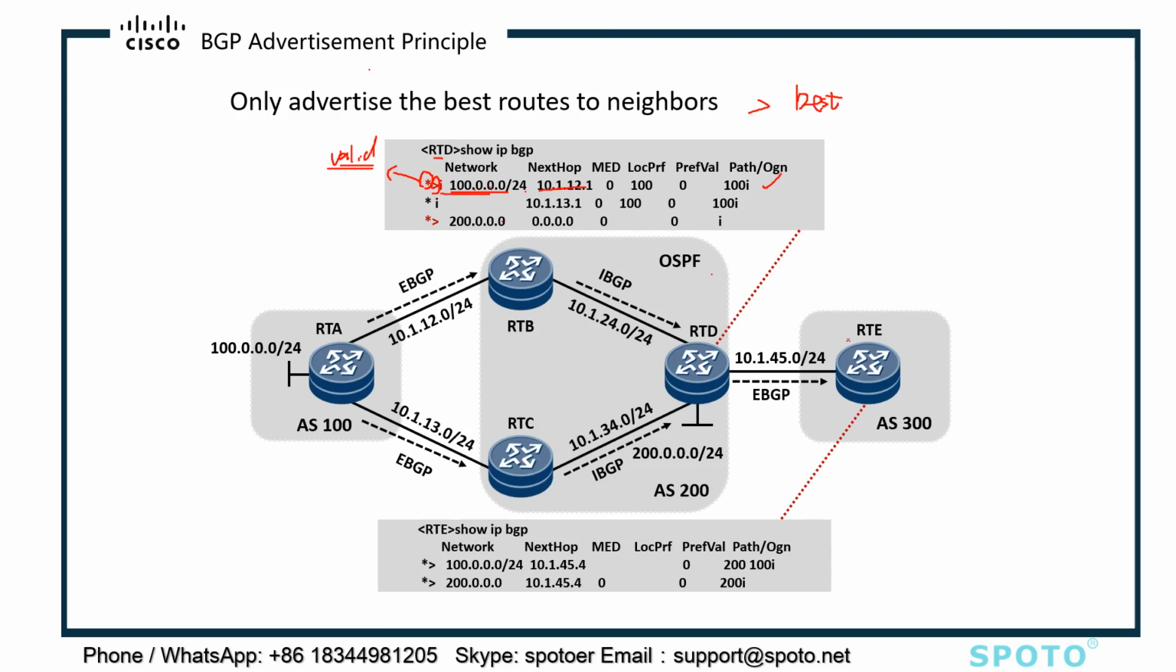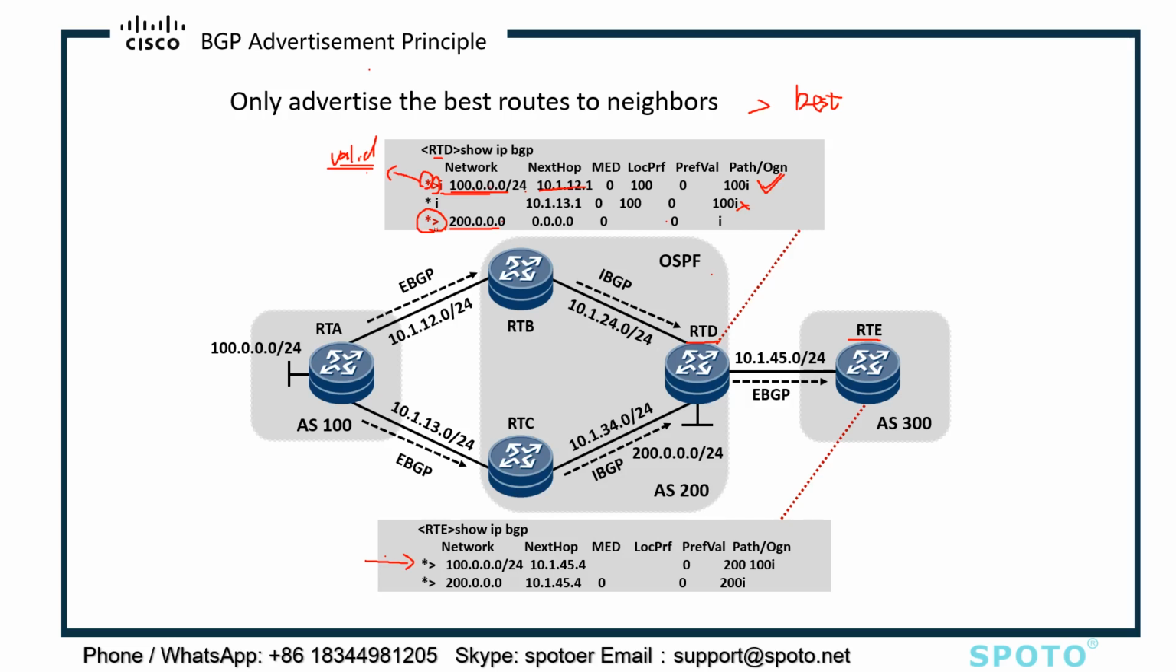We can see here RTE can just receive this route from RTD. RTD will not advertise the other one, just this one, because this one is the best. And also this one, with the destination 12.0.0.0, has this symbol meaning it's valid, and this symbol meaning it's best. So this is the first advertisement principle: the BGP protocol will just advertise the best routes to the neighbor.